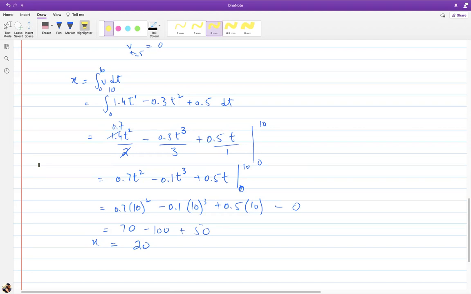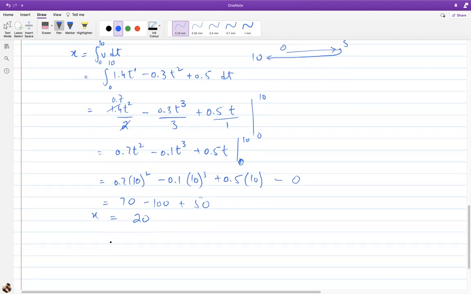From 0 to 5, it was probably traveling in one direction. Okay, so maybe it was going like this from 0 to 5. At 5, it turned and started going in the other direction till t equals 10. So there are two parts of this journey. First is from 0 to 5, and second is from 5 to 10. So we should actually try to do it for 0 to 5 first and 5 to 10 after that. And let's see if that makes a difference.